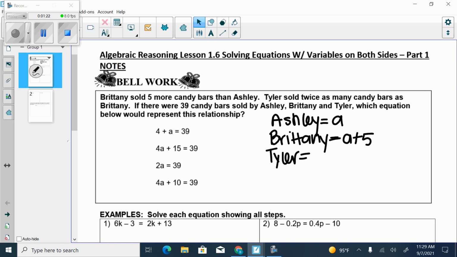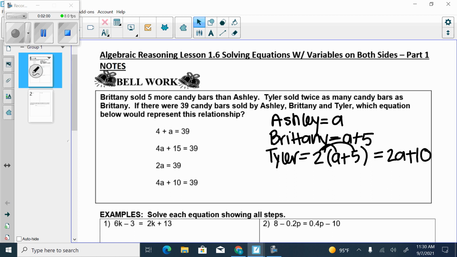Tyler sold twice as many candy bars as Brittany. So what does twice mean I'm doing? Multiplying by 2. And what did we write by Brittany? A plus 5. So for Tyler, it should be 2 times (A plus 5), right? So now I've got to simplify this. What is 2 times A? And 2 times 5 is 10.